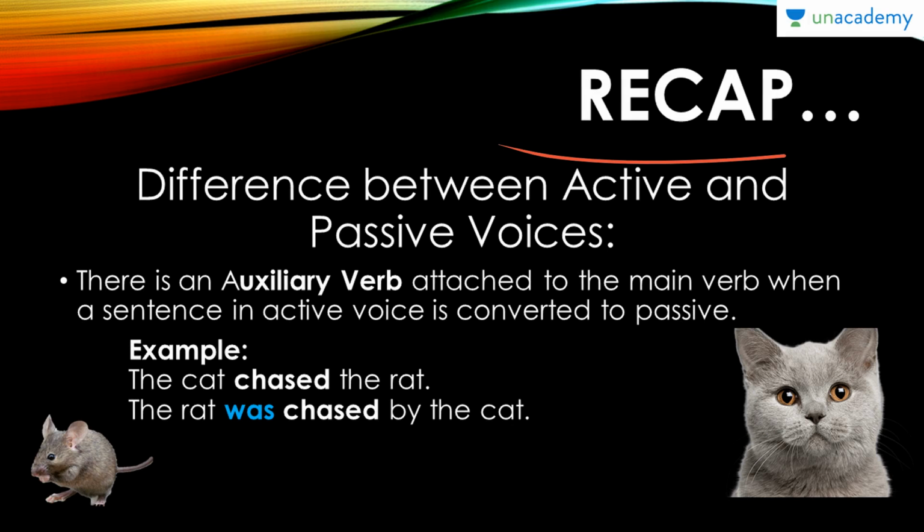So, recap, we'll be looking at the difference between active and passive voices. Point number 1. There is an auxiliary verb attached to the main verb when a sentence in active voice is converted to passive. So basically, passive voice will contain an auxiliary verb that wasn't there previously in the active voice of that same sentence.